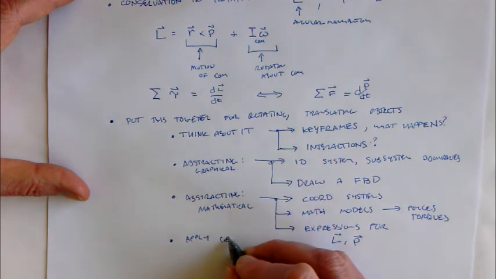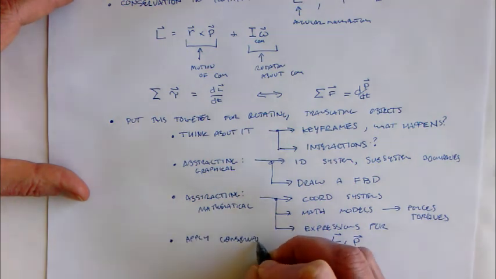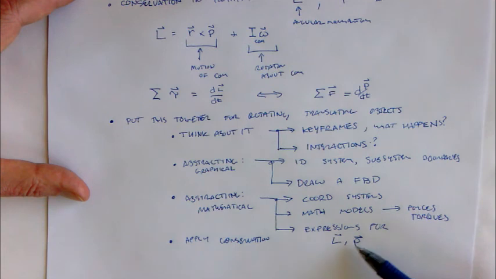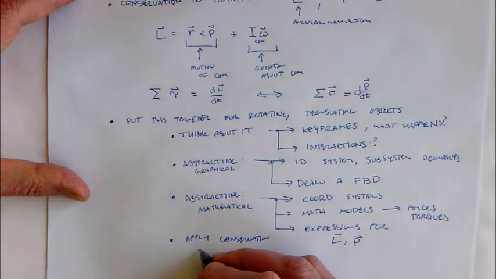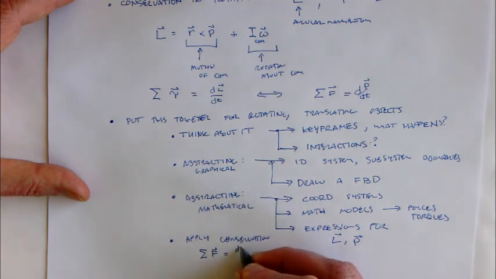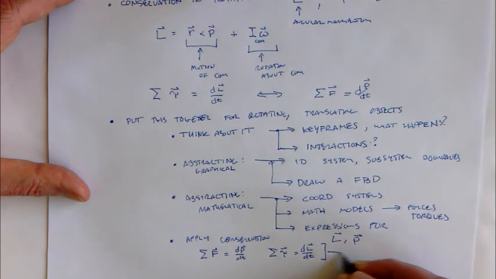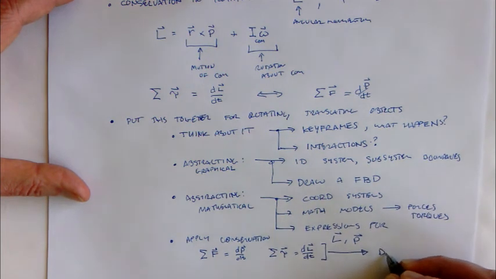We say, okay, we know what our mathematical models are for the forces and the torques. We know what our expressions in this coordinate system are for the angular momentum and the linear momentum of the different objects. Well, we're going to apply the fact that the sum of forces tells you what the time rate of change of the linear momentum is, and the sum of torques tells you what the time rate of change of the angular momentum is, in order to get differential equations for the state variables.